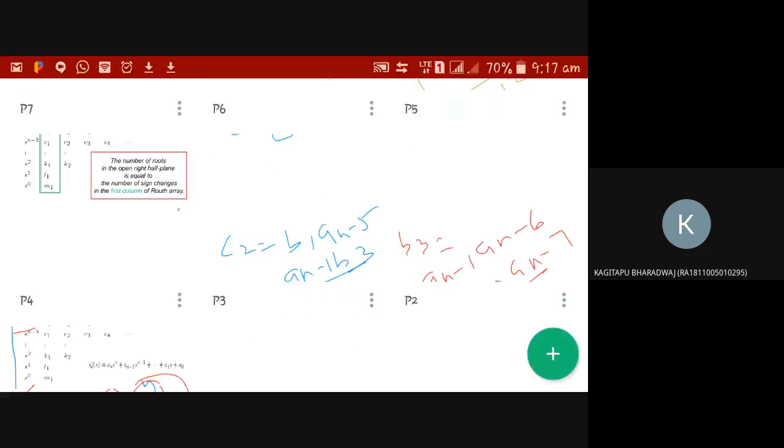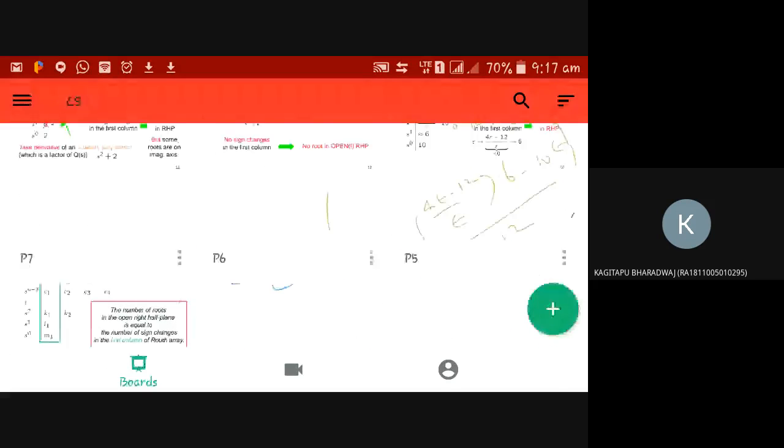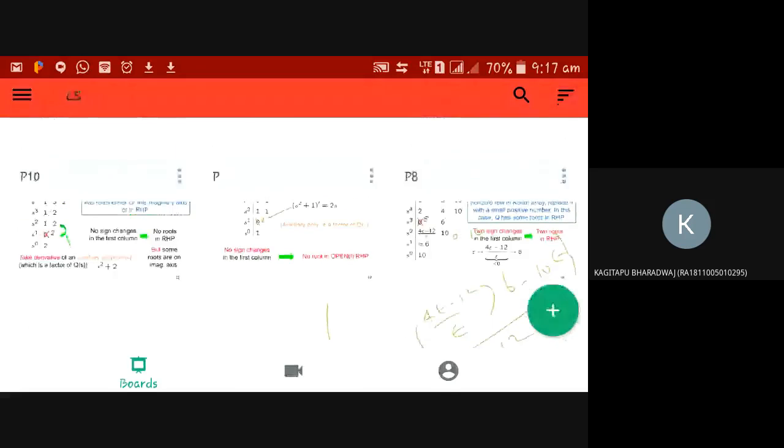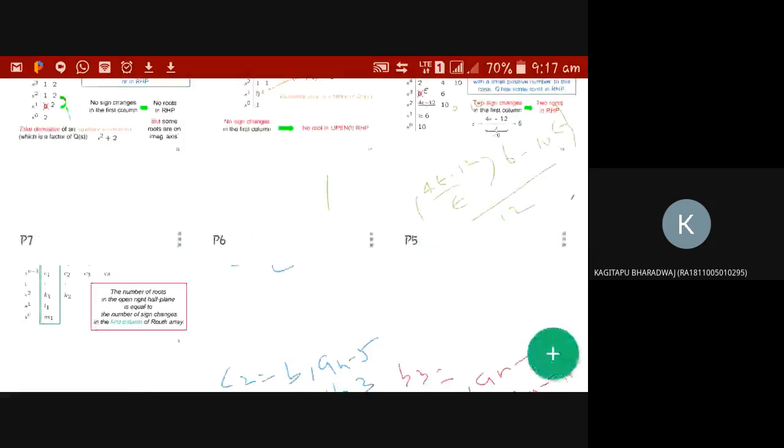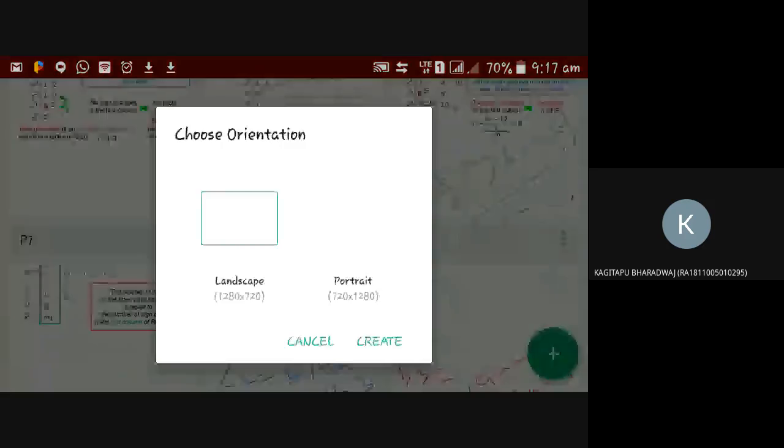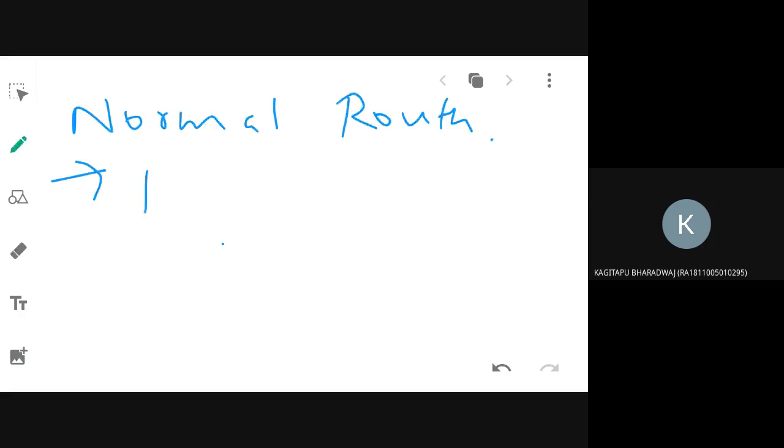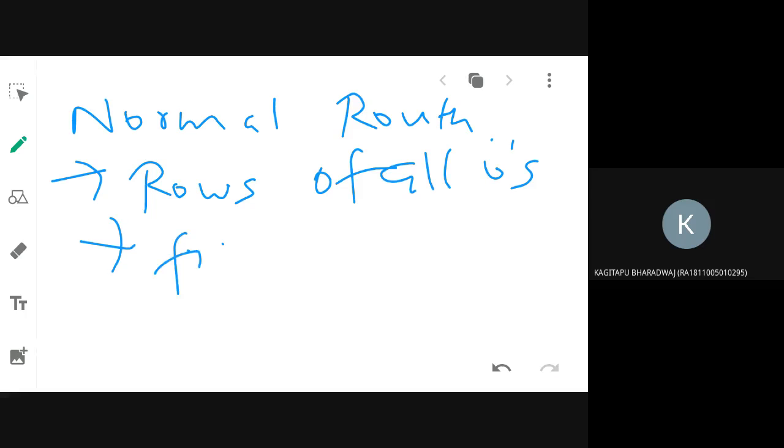Okay, now we will solve problems based upon the Routh array. I will tell you one simple problem. There are 3 cases I have told you. One, the normal Routh array problem. Second, the case when you have a row of all zeros. Third, the case when the first element alone is 0.